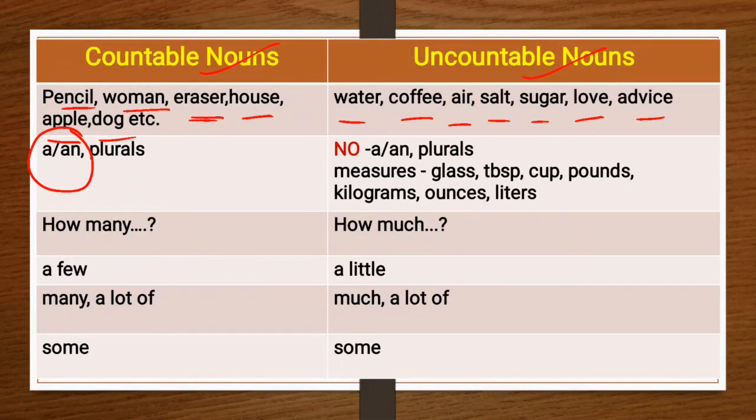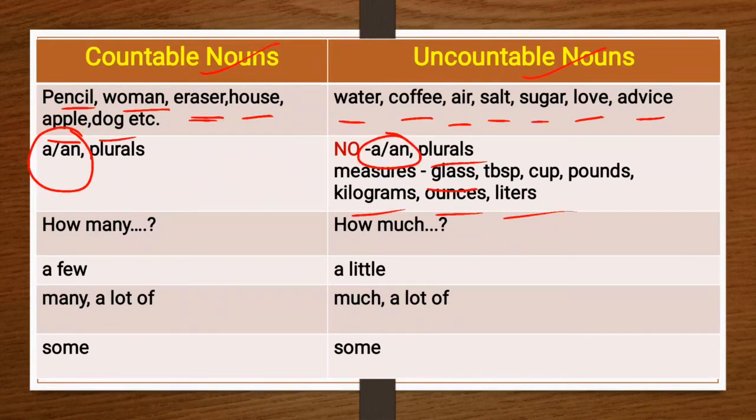That is why with uncountable nouns, we cannot use articles a or an, and we cannot make their plurals as well. We never say waters, airs, oils. We say oil floats on water. But we can use quantities to talk about these uncountable nouns. For example, we can say two glasses of milk, one tablespoon of sugar, a cup of coffee. We can use units of volume and weight like kilograms, ounces, liters to talk about uncountable nouns.